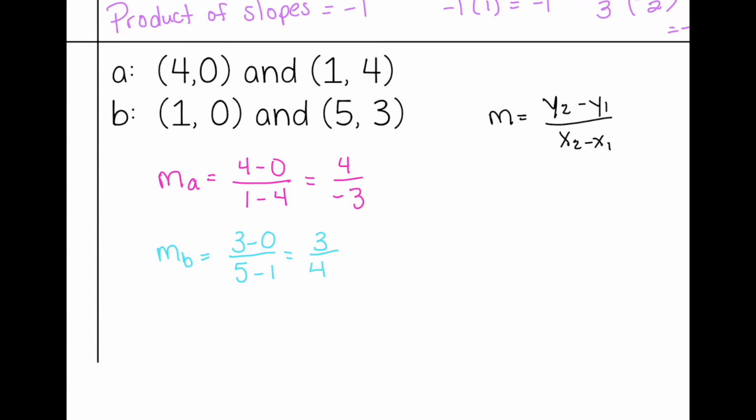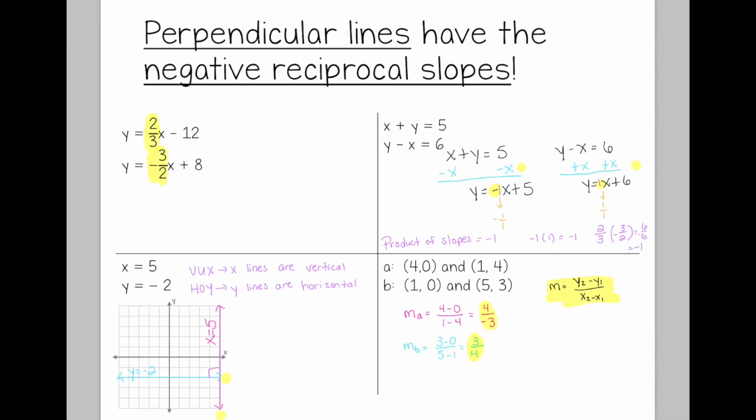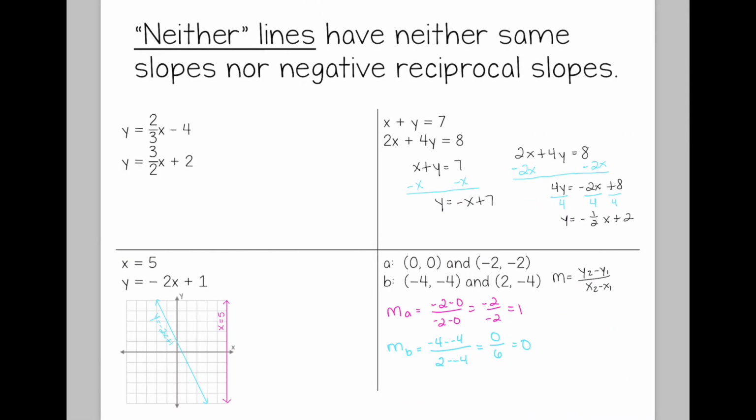Then we have the set of points. So remember, we are using our slope formula, so you can plug in your x and y values into there and then evaluate. In line A, we're getting 4 over -3, so we can call that -4/3. And in line B, we're getting positive 3 over 4. So those are negative reciprocals. We have perpendicular lines.